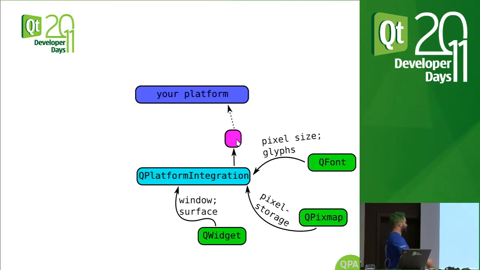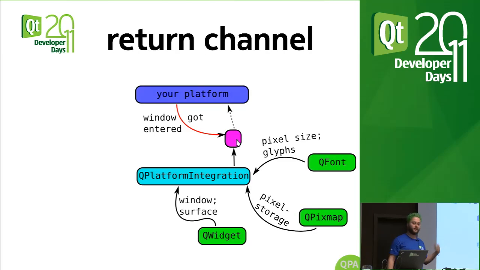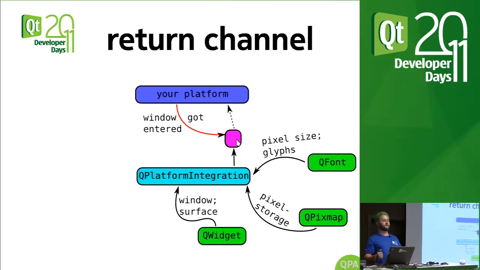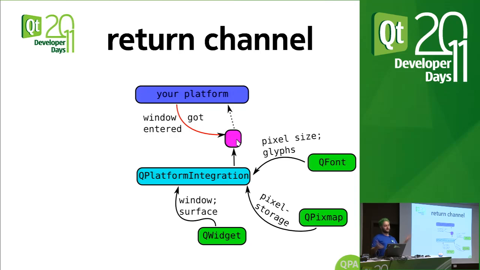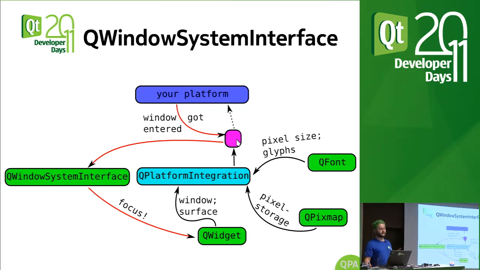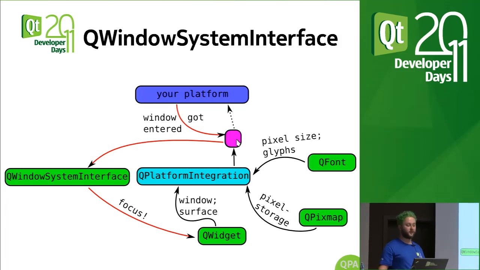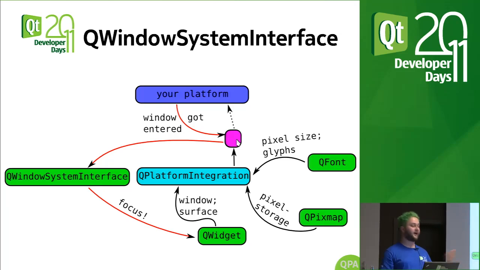So far we talked about the way up, from Qt to your platform integration and then to the operating system or the platform. But what about the other way around? What if your platform has some information for you, like a window got entered, someone pressed Alt-Tab or moved the mouse and you have sloppy focus, a window got focus. This is not covered by Qt Platform integration, but by QWindowSystemInterface, a class with a lot of static, thread-safe functions. That's very important. You don't have to care about thread issues here. It will tell the appropriate Qt class what to do or trigger the right event.